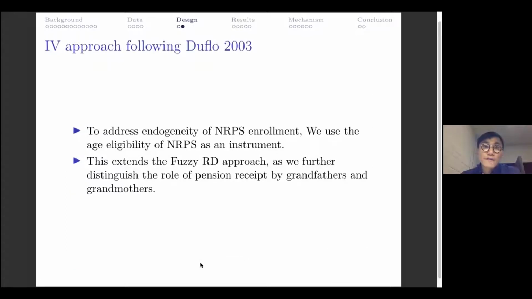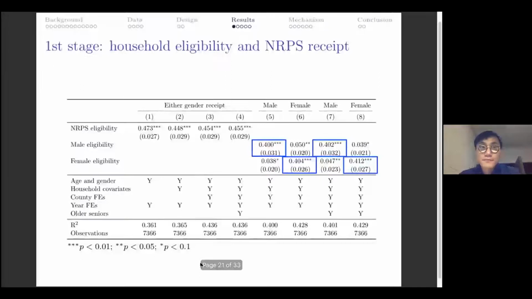We follow Duflo and use an IV approach to address the endogeneity of NRPS enrollment. This extends the further RD approach, since we further distinguish the rural pension received by the grandfathers and grandmothers. Here I will briefly show the first stage results.